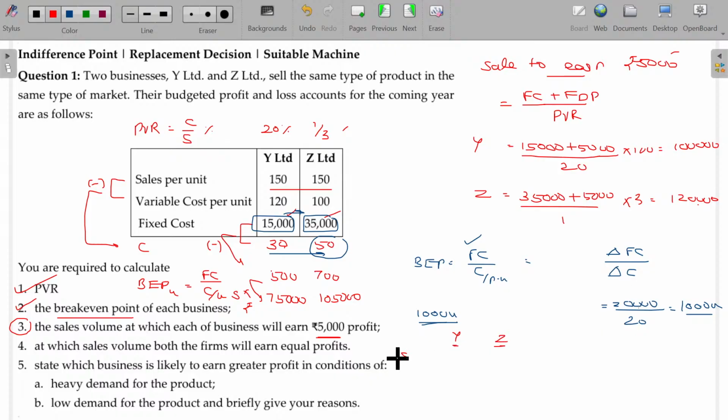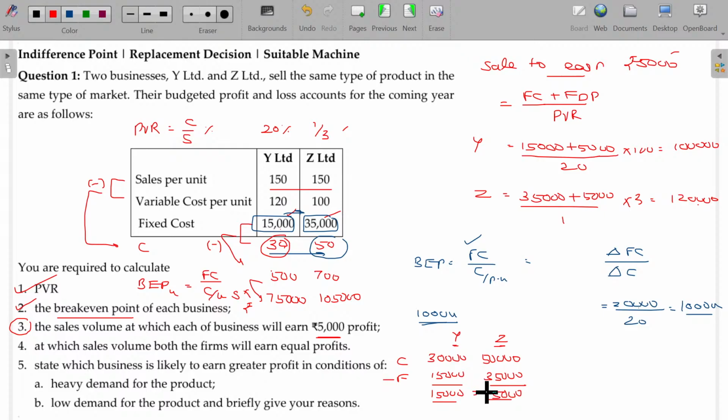Sales being 150 rupees, or you can directly take the contribution. Contribution being 30 rupees per unit into number of units being 1,000, 30,000. In Z, 1,000 into 50, 50,000 rupees. From there, you have to subtract the fixed cost. For Y the fixed cost is 15,000, for Z the fixed cost is 35,000, the ultimate result being the same here.